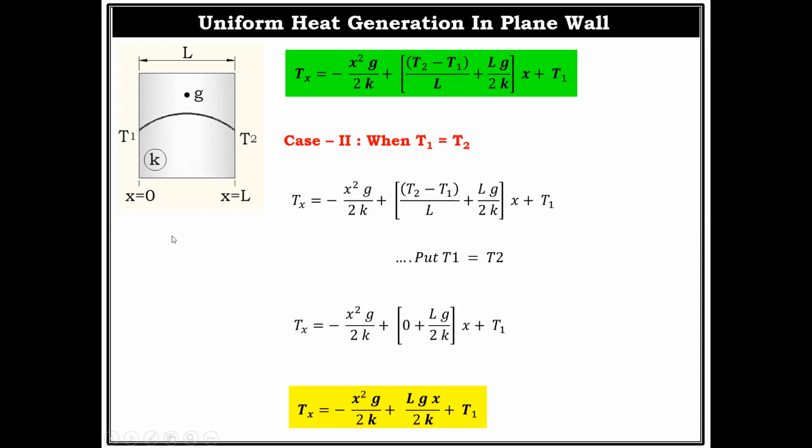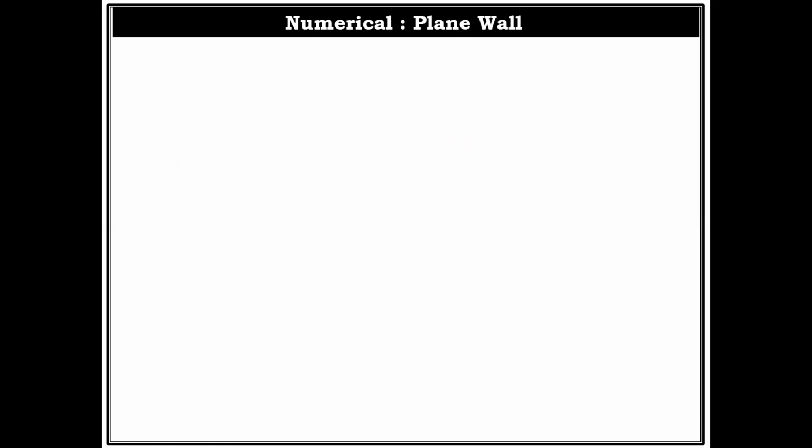Tx, the temperature at any point within a slab, is equal to minus x square g upon 2k plus Lgx upon 2k plus T1. And this is for when T1 and T2 are both the same. And the green highlighted equation is for when T1 and T2 are not equal and particularly T1 is greater than T2. So this is the first concept for heat generation within a plane wall when temperatures are the same or different. Now let us see one numerical, the last portion of today's video.